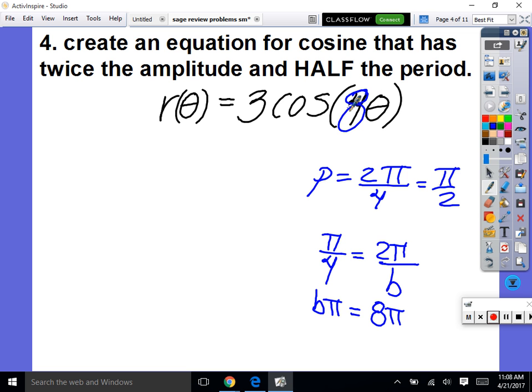8, and then twice this would be 6. Oh, it says half the amplitude? No, it says twice the amplitude and half the period. Wait. 6 cosine of 8 theta.